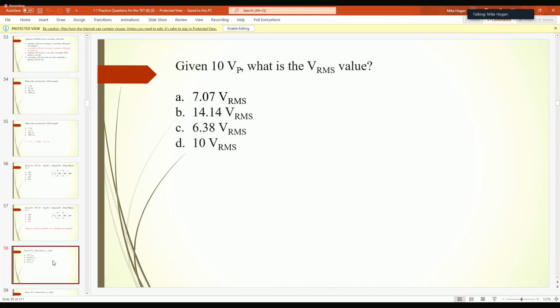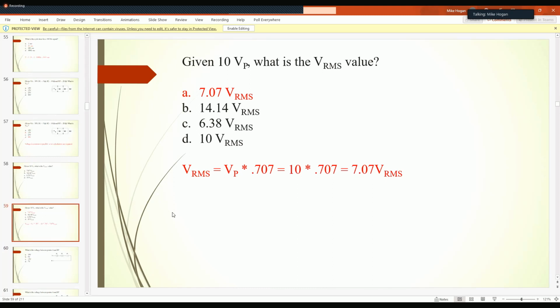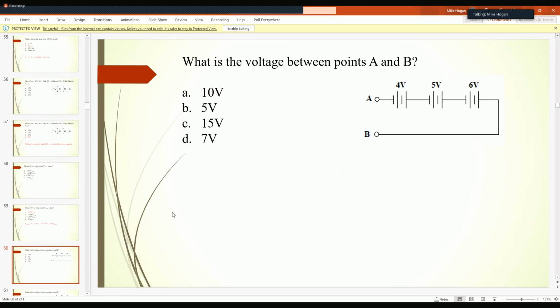The formula was, if we multiply, it was basically 0.707 times peak. So 70.7% is what it works out to be. Absolutely. Very good. There we go. Great job. What is the voltage between points A and B?